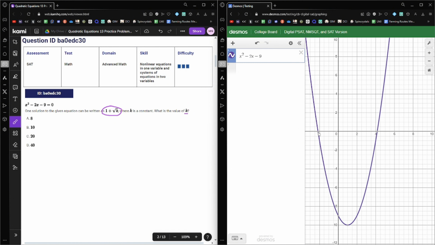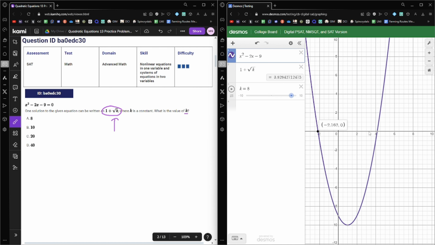Now we know that our solutions are either that number or this number. We also know that it can be written as 1 plus square root of k. So let's type that in, 1 plus square root of k. Then we'll add in our slider. Now, we don't actually have to do any sliding because they give us answer choices. So let's just plug in each of our answer choices until one of them match up with one of our solutions. So first up, let's make k equal to 8.